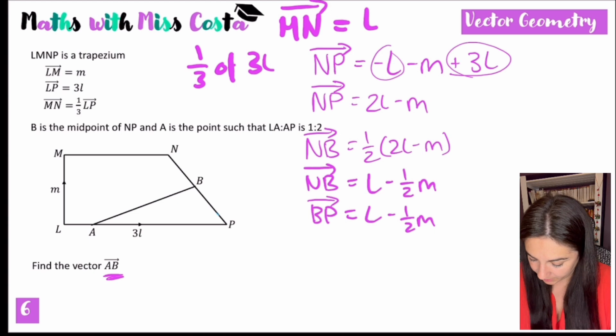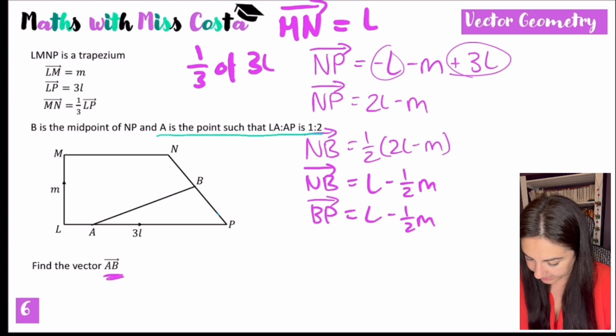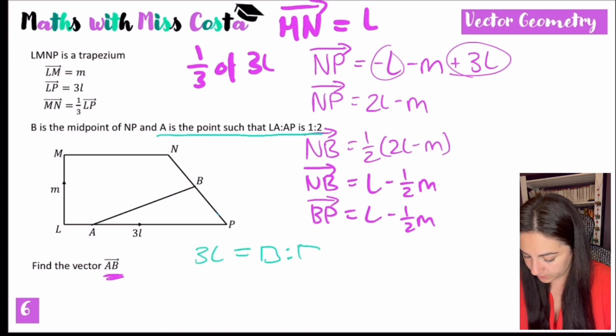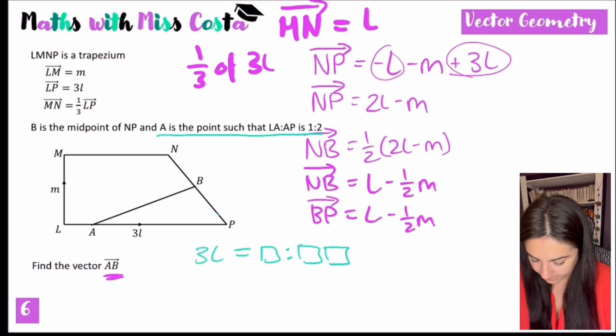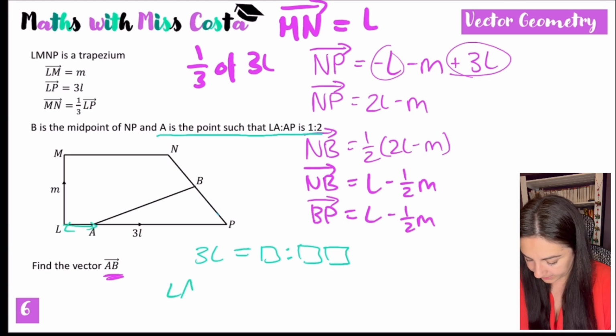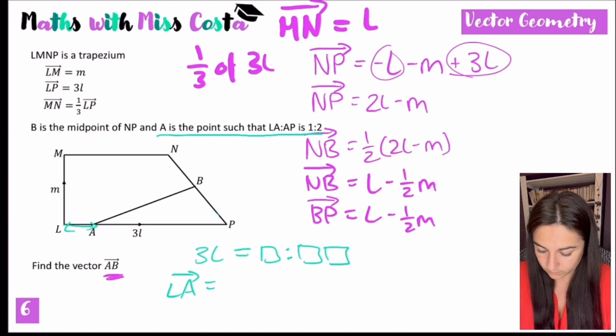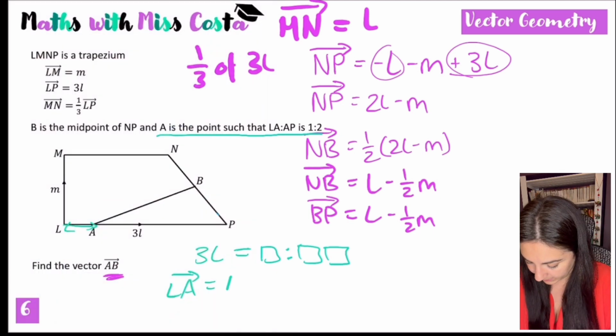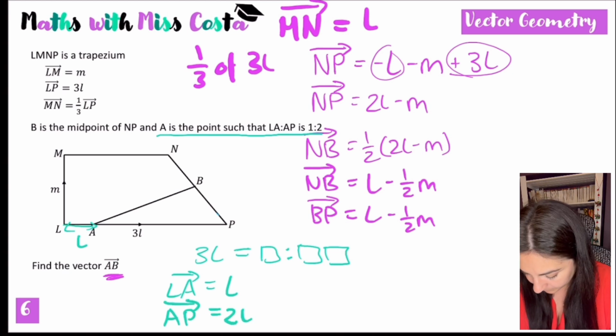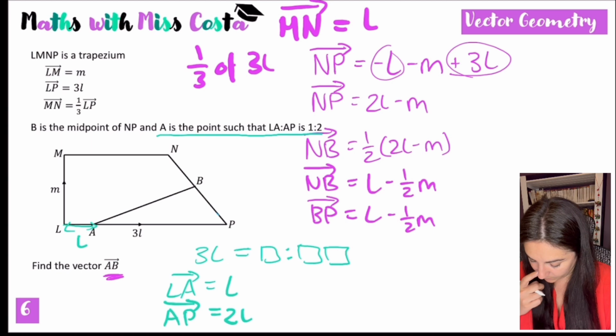Which would be easier? So I know that A is the point such that LA to AP is 1 to 2. So I know that 3L is split in the ratio 1 part to 2 parts. So therefore, LA must be a third of 3L, which is just L. So LA is just L, and AP must be 2L.